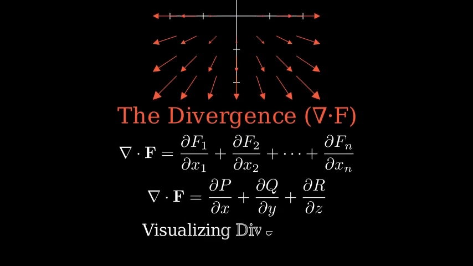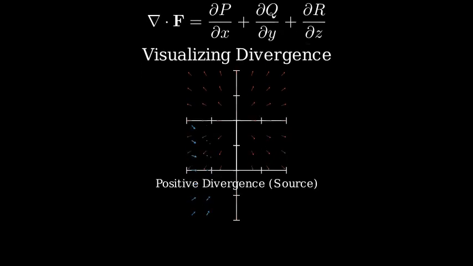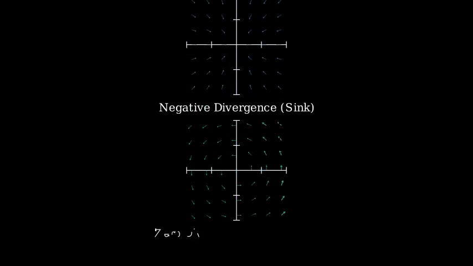Let's visualize what divergence means physically. The divergence at a point measures the net outflow of the vector field from a small region around that point. It tells us whether the vector field is expanding, positive divergence, contracting, negative divergence, or neither, zero divergence at that point. Here's a vector field with positive divergence at the center, representing a source or expansion. And here's a vector field with negative divergence at the center, representing a sink or contraction. Finally, here's a field with zero divergence everywhere, also known as a solenoidal or incompressible field.